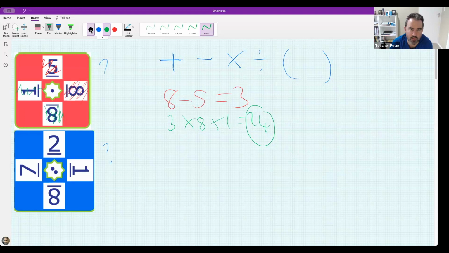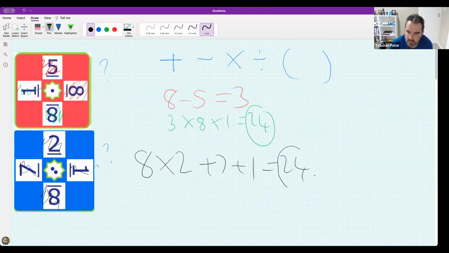Ooh, we have a bit of a Maths 24 ninja in our midst. So 8 times 2 is 16, and then plus 7 plus 1 does indeed give us 24, Siamtanda. Thank you very much.